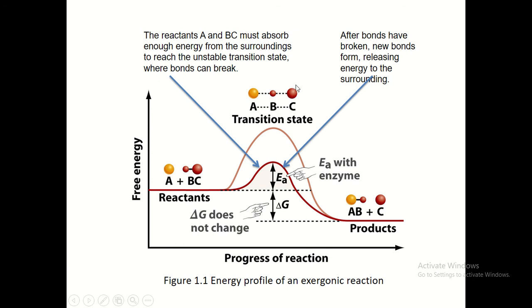As you can see, the bond of molecule BC is breaking down here, and this is known as the unstable transition state. After that, the bond that has been broken will form a new bond, thus producing a product and releasing energy to the surroundings due to the bond forming. Then the product will be released by the enzyme, and the enzyme can be reused for another catalysis process.